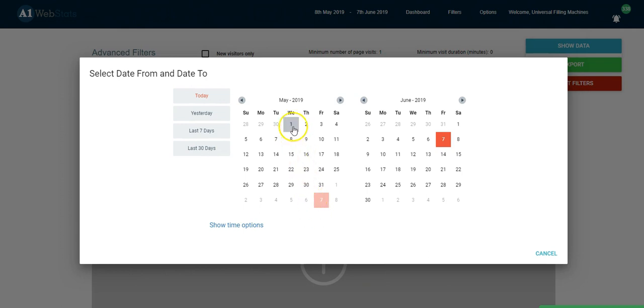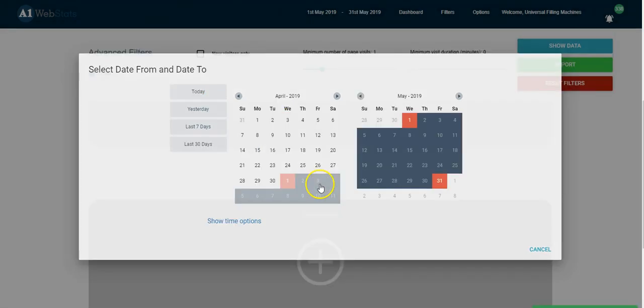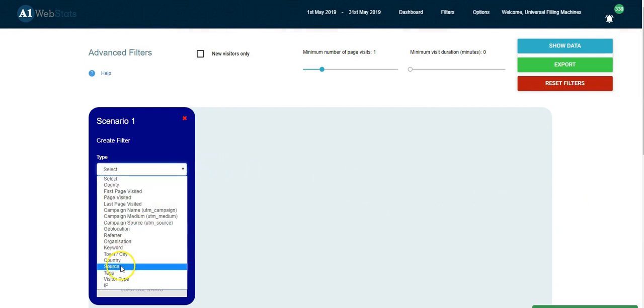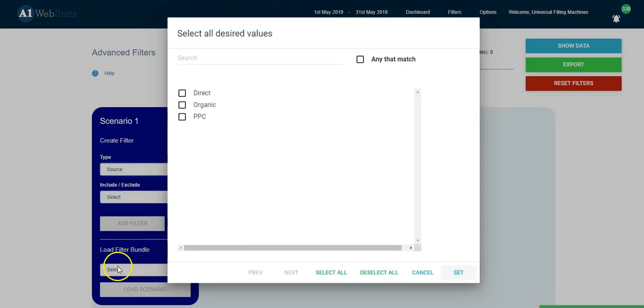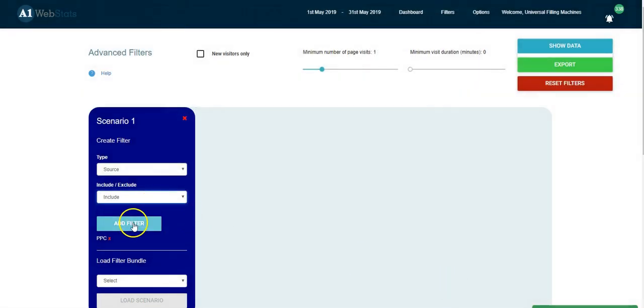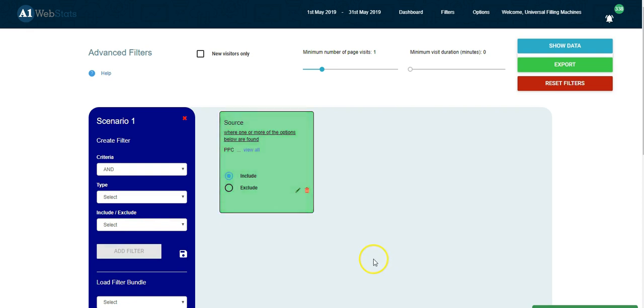What we're going to do is pick a calendar period of 1 month. And then we're going to select a source type of pay-per-click and include that. And we're just going to run that now just to see what data comes up by clicking on Show Data.